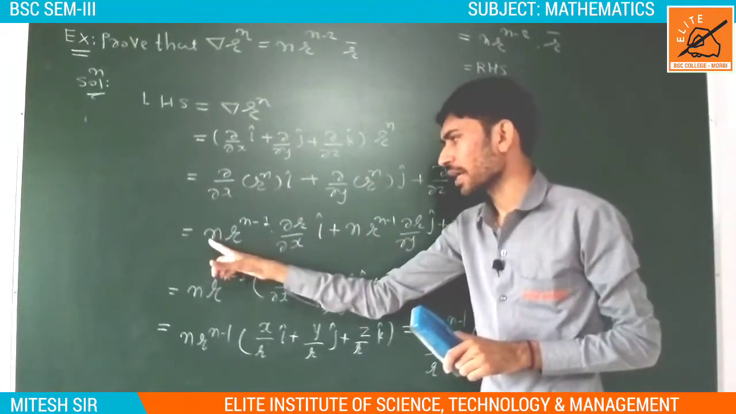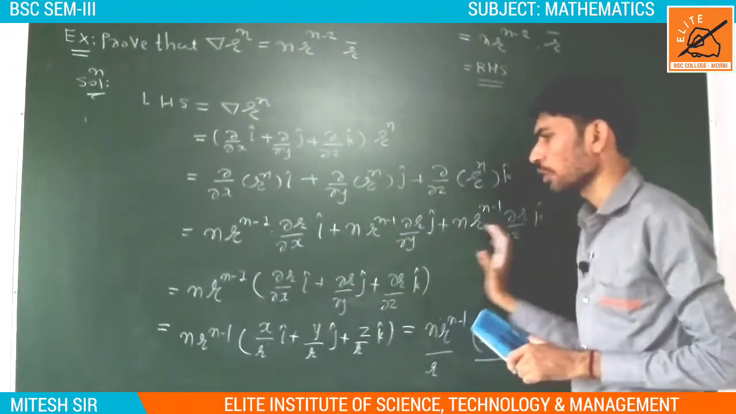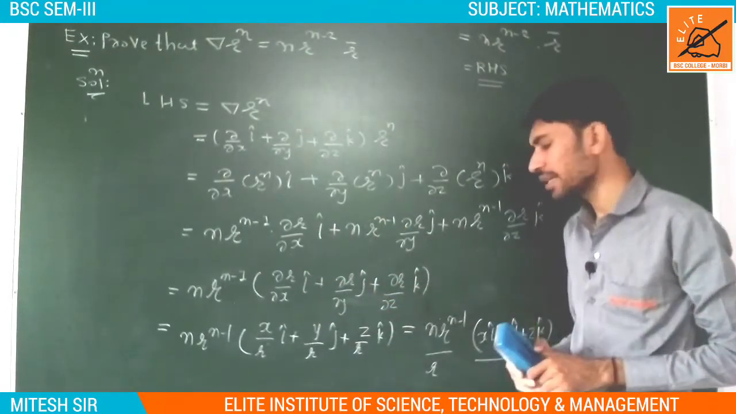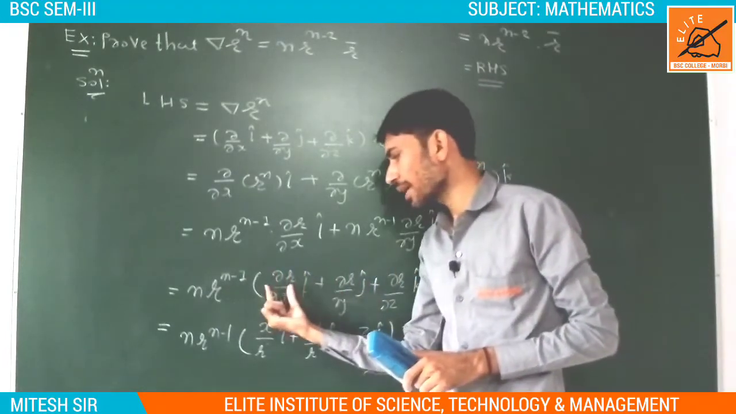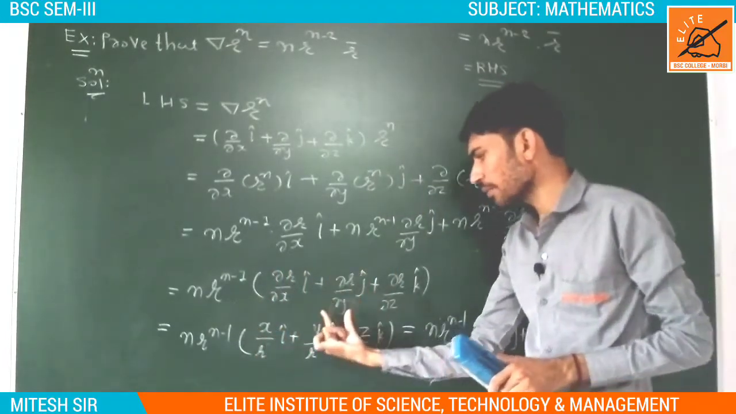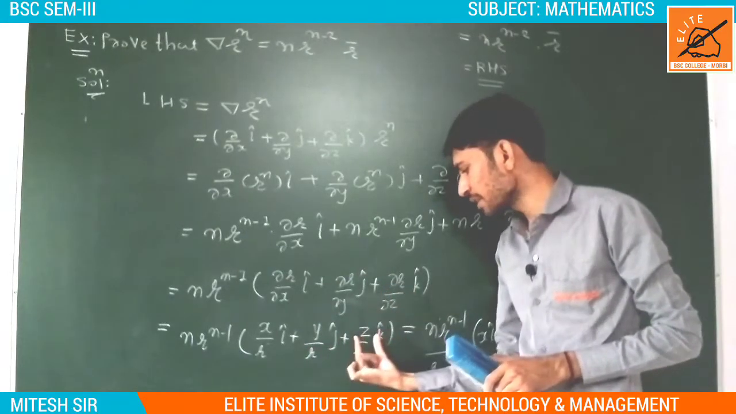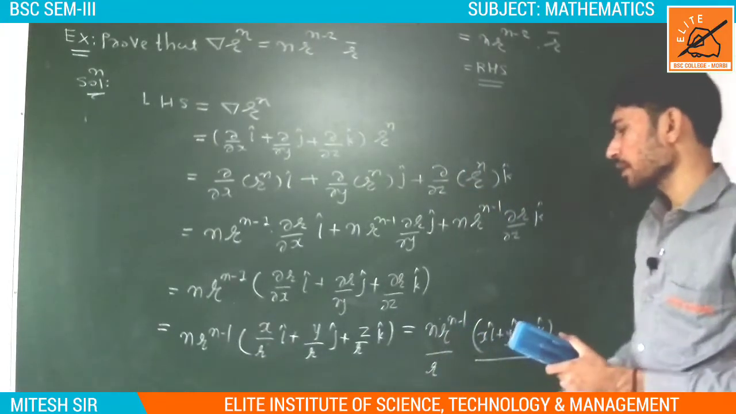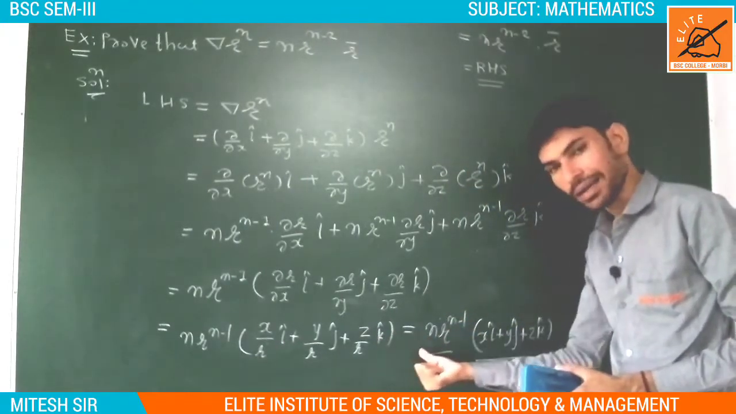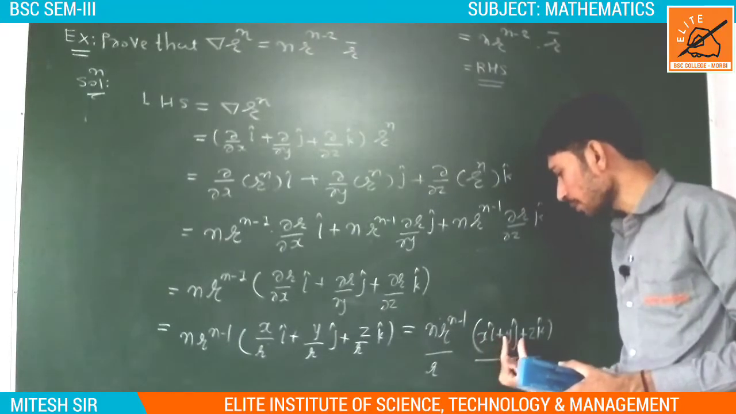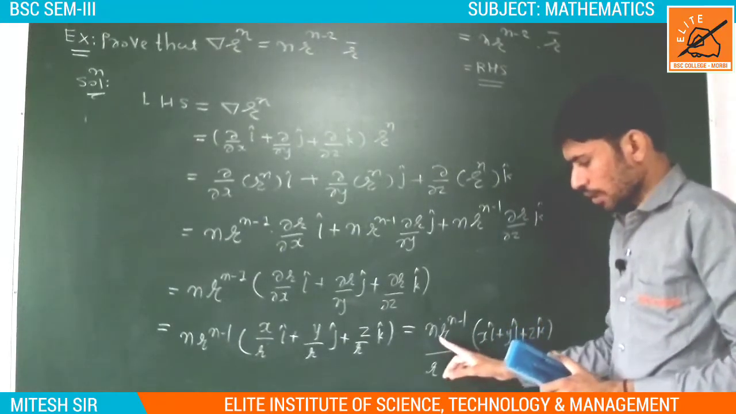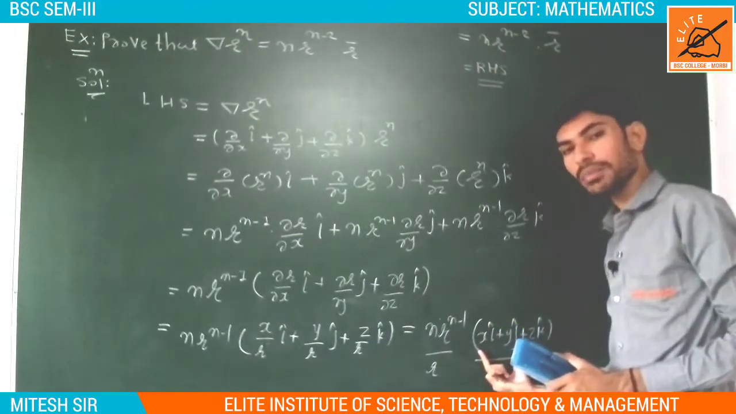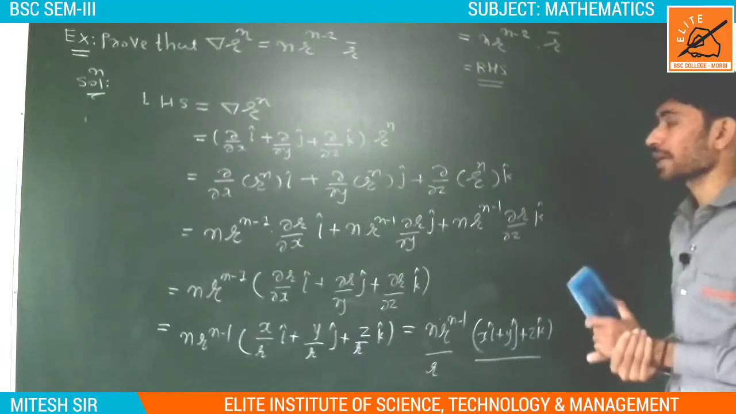Now we take r raised to n minus 1 outside in all these terms. So what remains is del r by del x i cap plus del r by del y j cap plus del r by del z k cap. As we found, the value of del r by del x is x by r, del r by del y is y by r and del r by del z is z by r. Now take 1 upon r as common in all these terms. So here we remain with n r raised to n minus 1 by r and the remaining x i cap plus y j cap plus z k cap. Now one r is cut, that means n r raised to n minus 2, and this is our vector r bar. So into vector r bar, and this is nothing but our RHS.